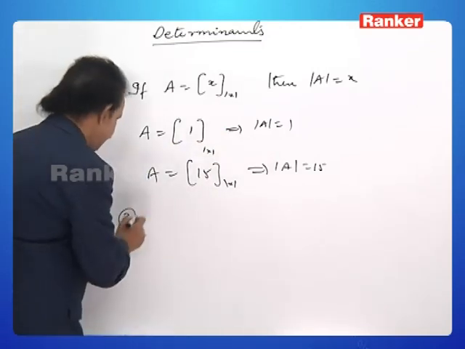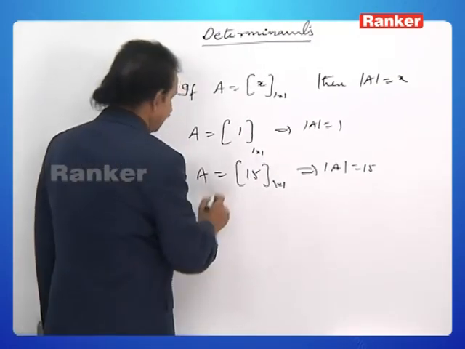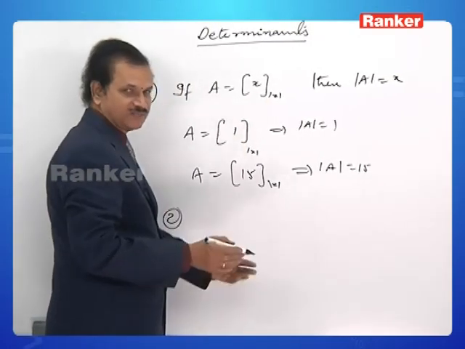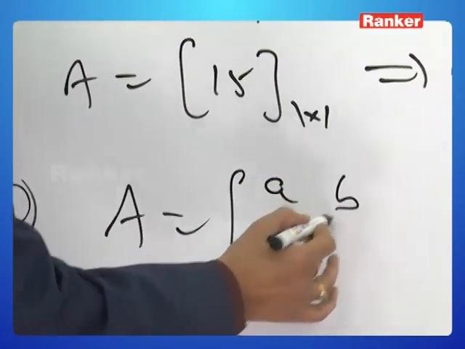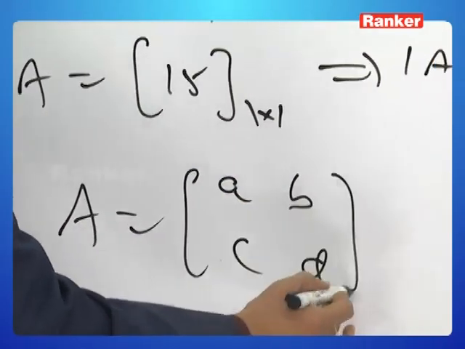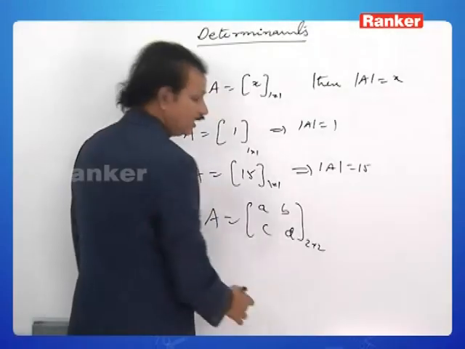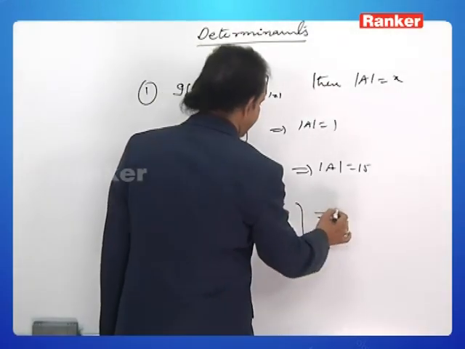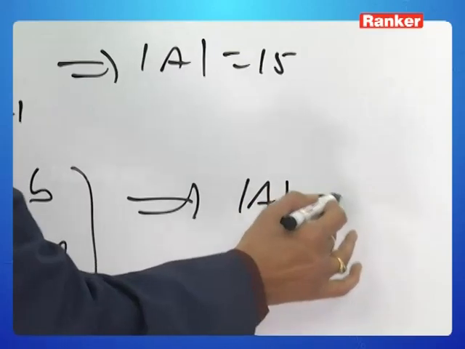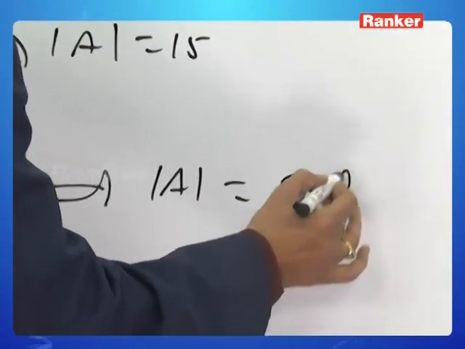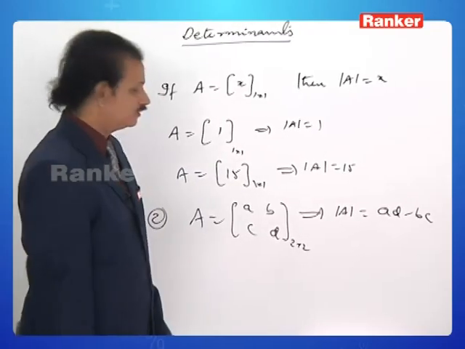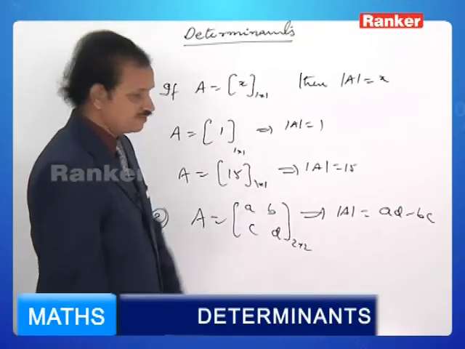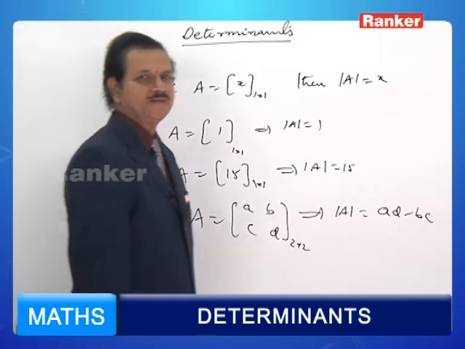Okay, second case. 1 by 1 order we have discussed. Now let us look at a 2 by 2 square matrix, A, B, C, D, like that. In this case, we define the determinant of A as the difference of the cross products, AD minus BC. As you know, it is the difference of the cross products, AD minus BC.